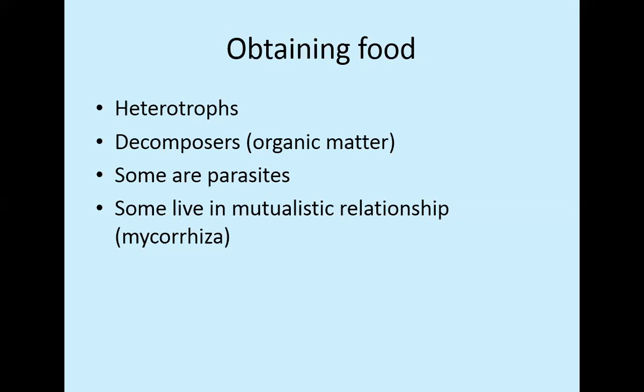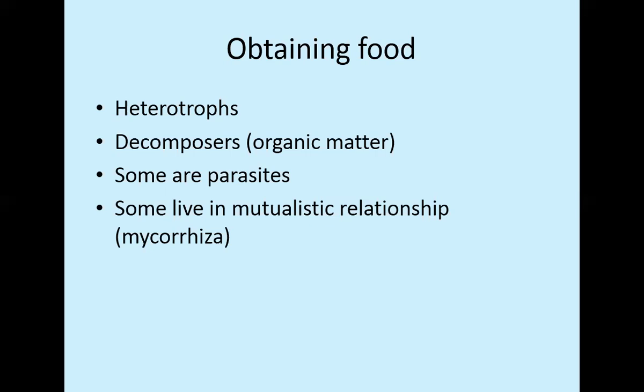Fungi obtain their food mostly by decomposing organic material. They release enzymes from their cells, and the enzymes break down nutrients in the surroundings, and hence they are able to take up those materials from the surroundings. So one way of obtaining food is that most fungi are decomposers. They would degrade organic material in their surroundings and obtain nutrients.